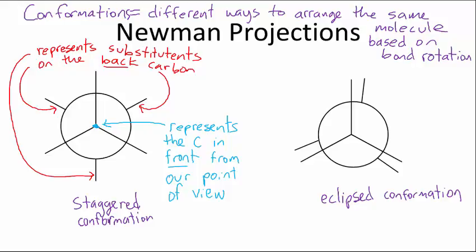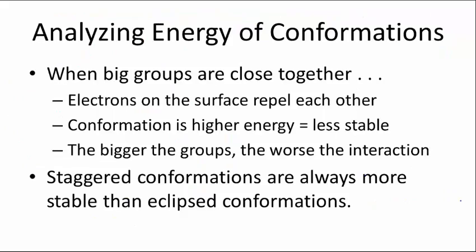It turns out the nuclei, since they're buried in the center of the atom, are not really what's driving it, but it's the electrons on the surface. So when we want to think about different conformations and where a molecule is going to spend most of its time, the idea is big groups being close together, the electrons on the surface of those groups repel each other. And when the electrons on the surface repel each other, that means they'd rather be farther apart. A conformation is higher energy or less stable when you have big groups close together. The bigger the groups are, the worse that interaction is.